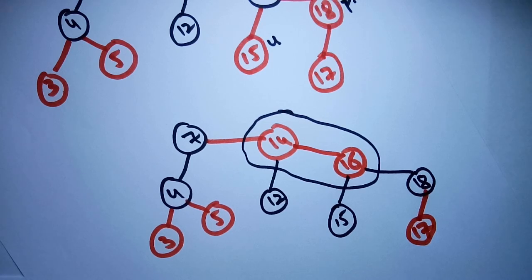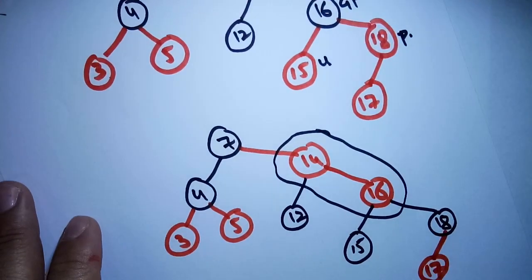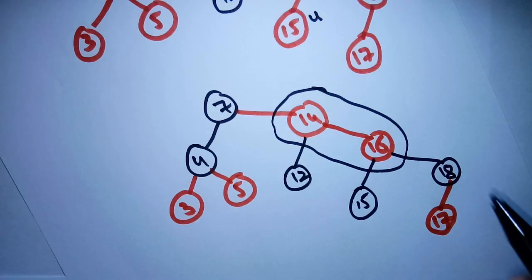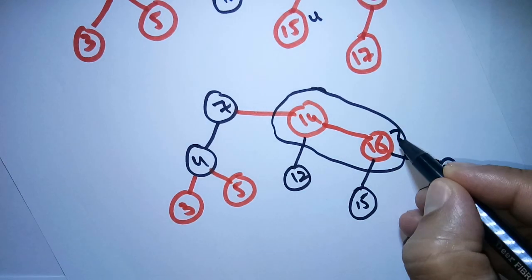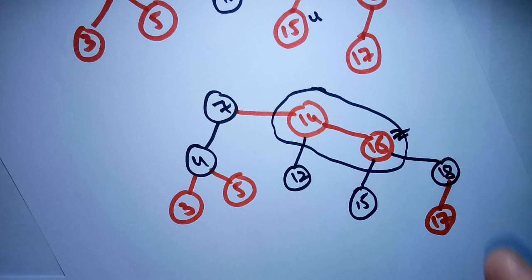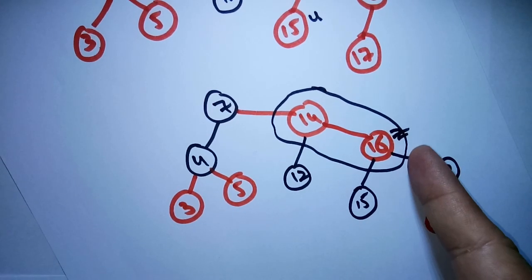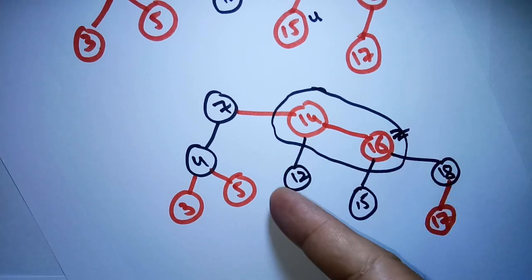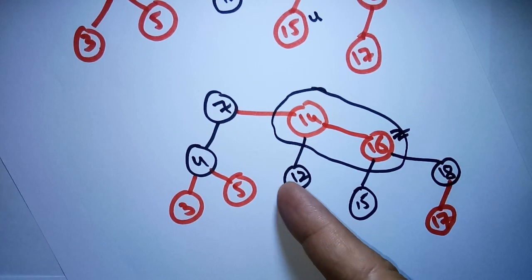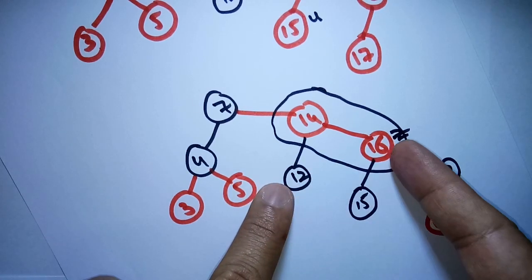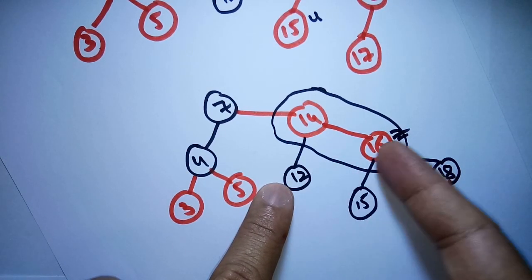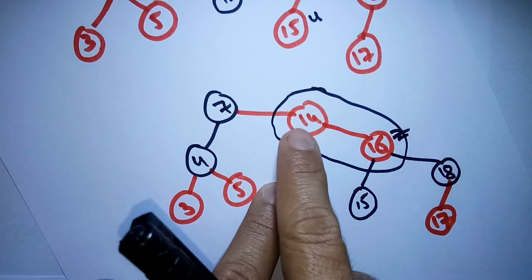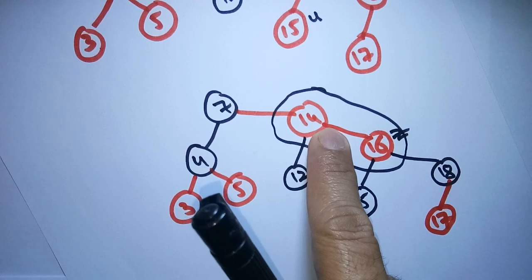Now let's see what rule is violated, or what case we should apply. Because the rule is violated here, this will become Z. If this is Z, we need to check the color of the uncle. The color of the uncle of Z is 12, so the color is black. If the color is black and it is not making any triangle with its uncle, it is basically making a line with its uncle, right? So what should we do?